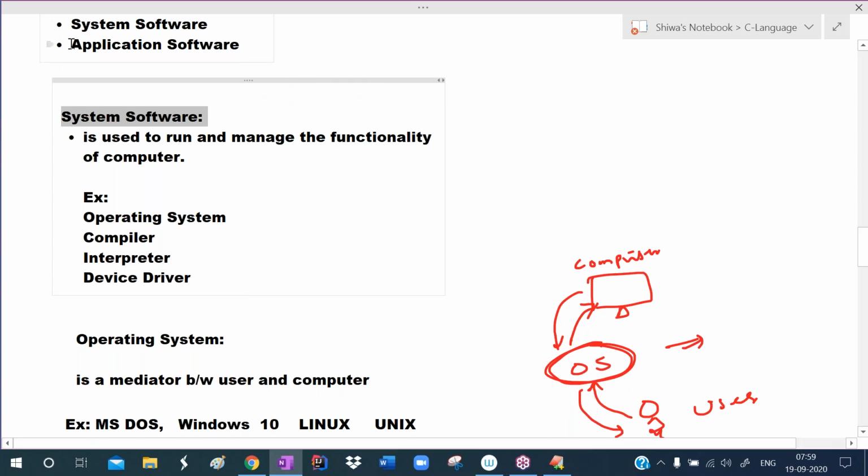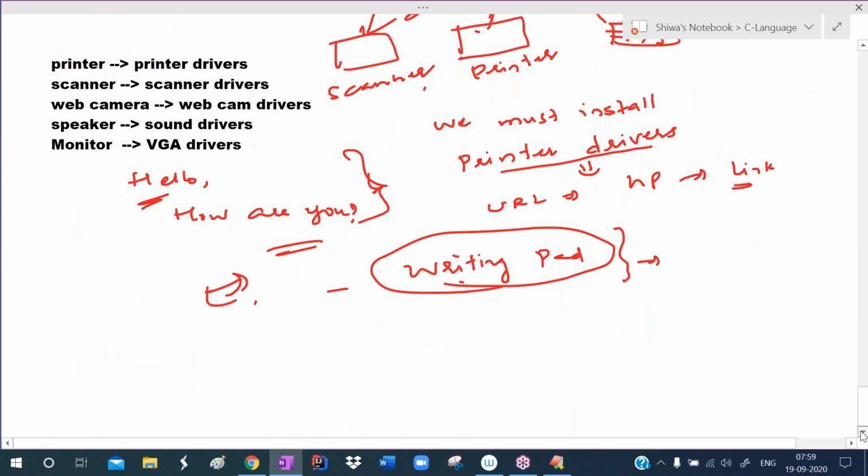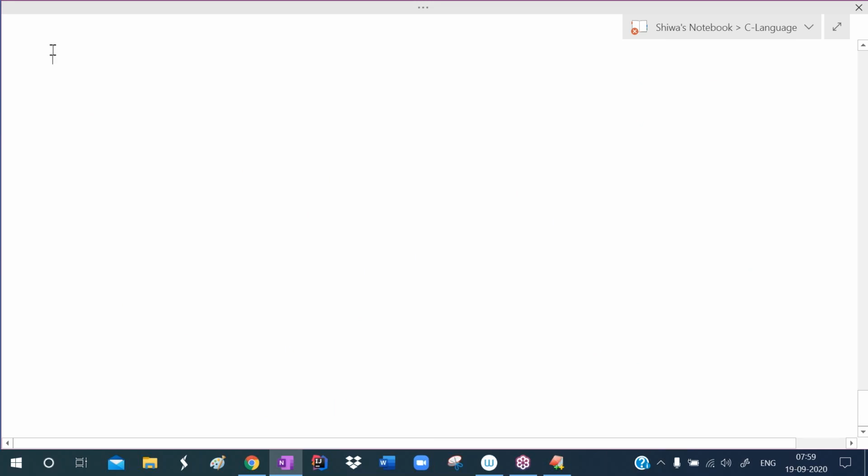And the next one is application software. Then what is application software? After completion of this application software, I will stop the session. Listen carefully. You already know, you are regularly using several application softwares, but you may not know the term. Some members may know.